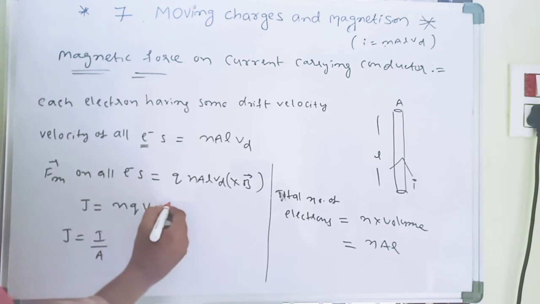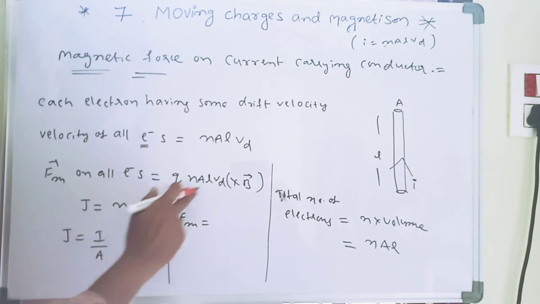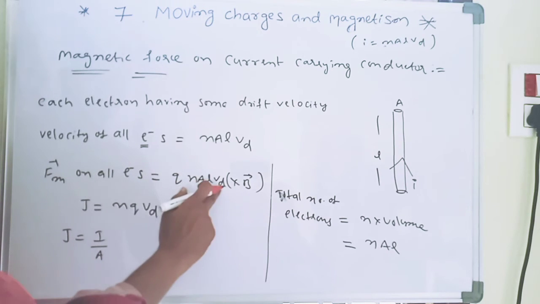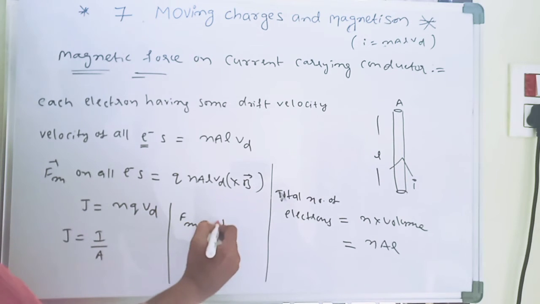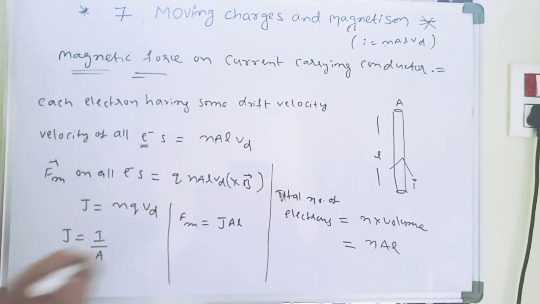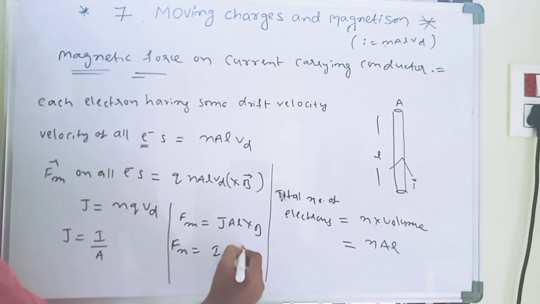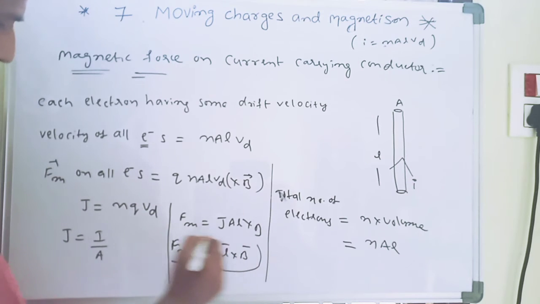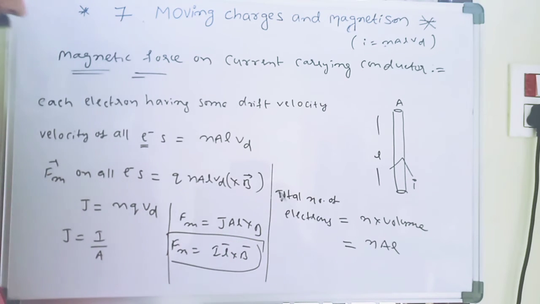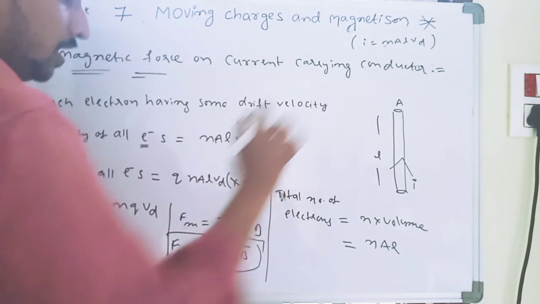Therefore magnetic force Fm is equal to nQVd, I am writing J, and the remaining parts A into L cross B. So what is J? J is equal to I by A. Fm is equal to I into L cross B. This is the magnetic force on a current carrying conductor. Or directly write I is equal to nAVd.